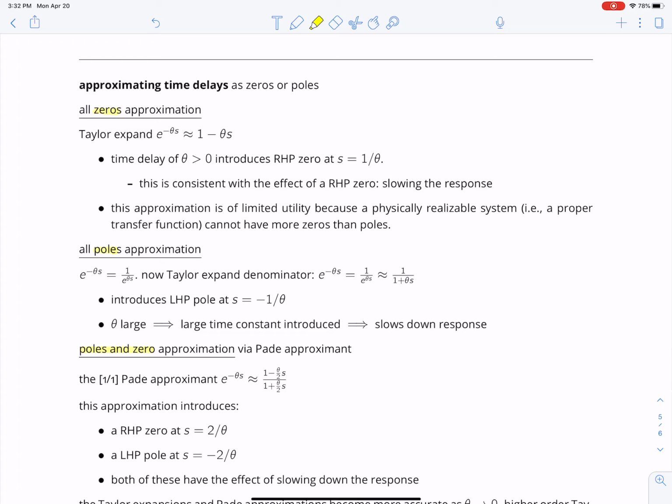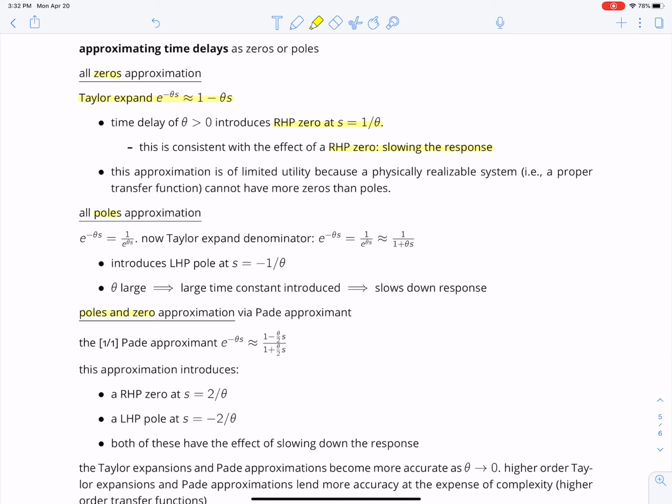So if you want to approximate as all zeros, you can expand this e to the minus theta s term as 1 minus theta s. And what you can see is that it introduces a right half plane zero at s equals 1 over theta. And remember, what right half plane zeros do is they slow down the response. And this is totally consistent with what a time delay does. It slows down the response, okay? So that should make you feel good that the zero approximation ends up slowing down the response as opposed to not having a time delay or a zero. However, this is of limited utility. We'll never do this because a physically realizable system cannot have more zeros than poles, and so we would end up with a system where you can see into the future if we didn't have many poles already.